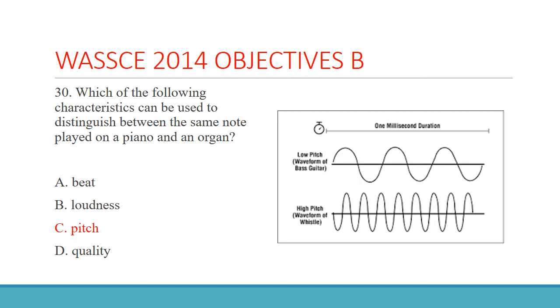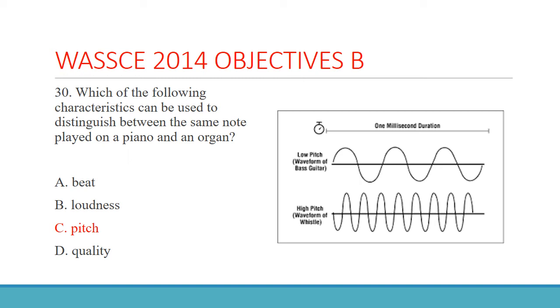So if you play a bass guitar and then a whistle, you see the whistle will sound higher, high pitch, because of the short wavelength. And there's also another principle, we call it frequency. Frequency is the number of wavelengths in a second. So if you look at this diagram, you have 1 millisecond duration.